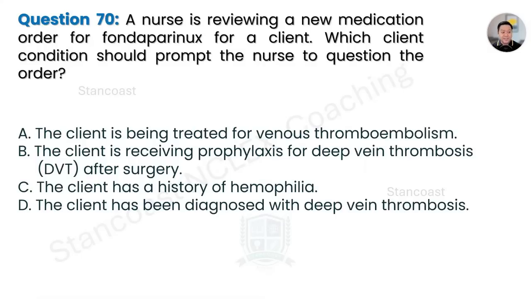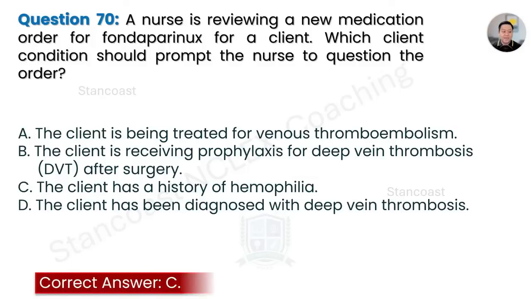Number 70. A nurse is reviewing a new medication order for fondaparinux for a client. Which client condition should prompt the nurse to question the order? A. The client is being treated for venous thromboembolism. B. The client is receiving prophylaxis for deep vein thrombosis after surgery. And C. The client has a history of hemophilia. And D. The client has been diagnosed with DVT.